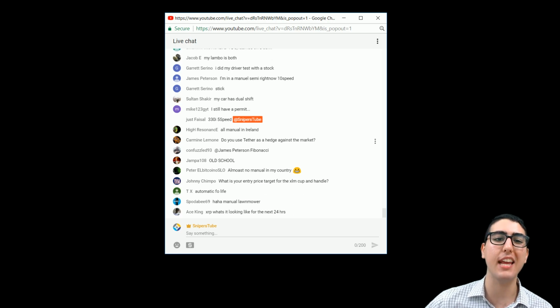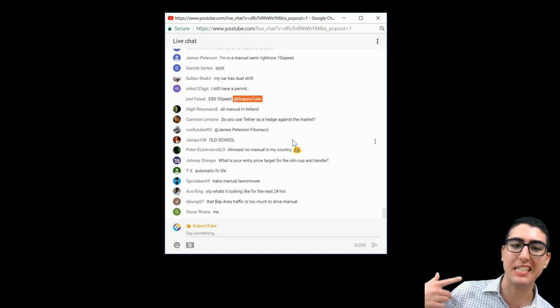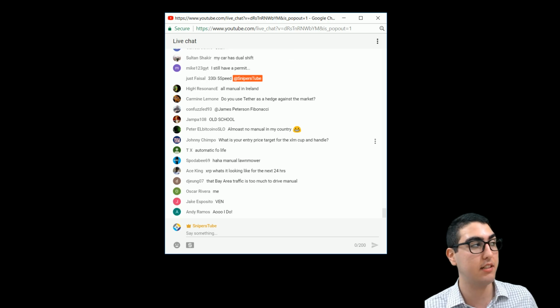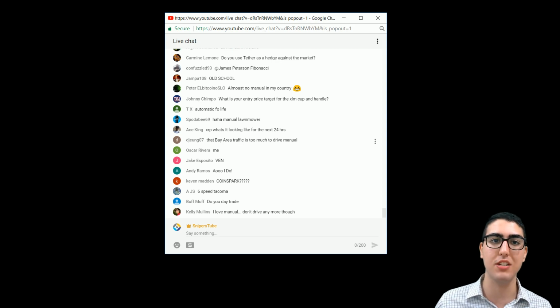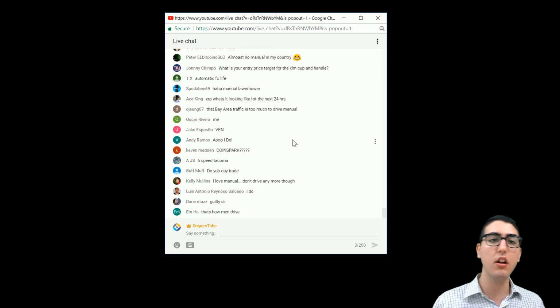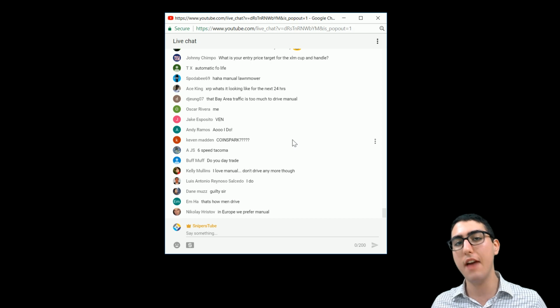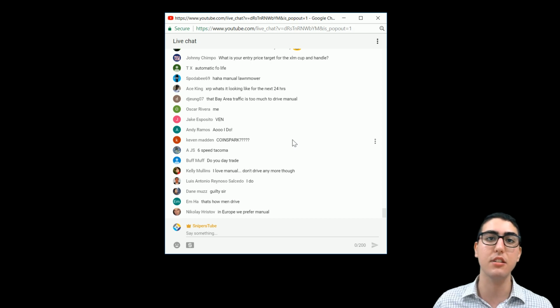Manual Jeep Renegade from Off Lease only. Son. That is awesome, man. Off Lease is a huge company. I'm in a manual semi right now, 10 speed. That is awesome, James. Shout out to our truck drivers. They get underpaid. Without truck drivers, you wouldn't have all these Amazon packages.